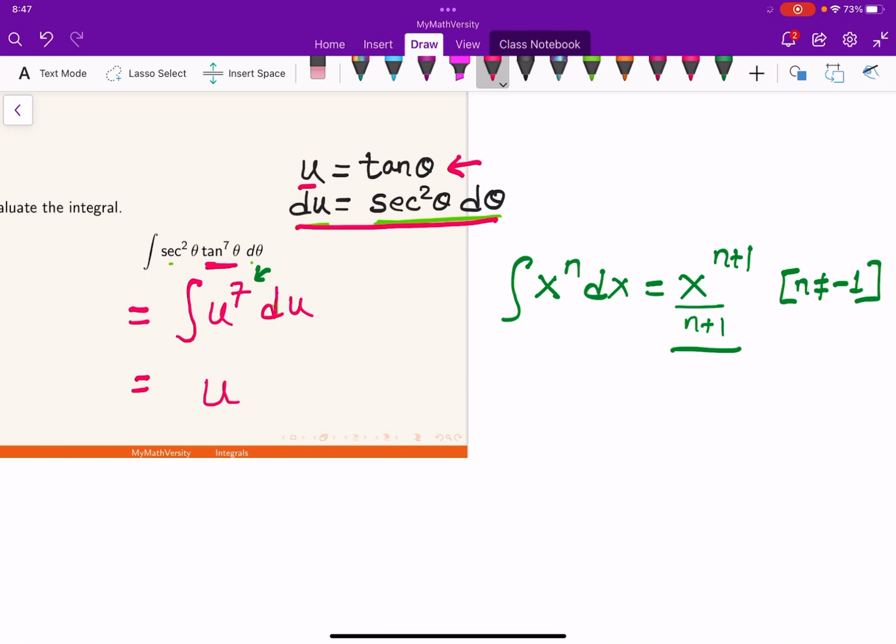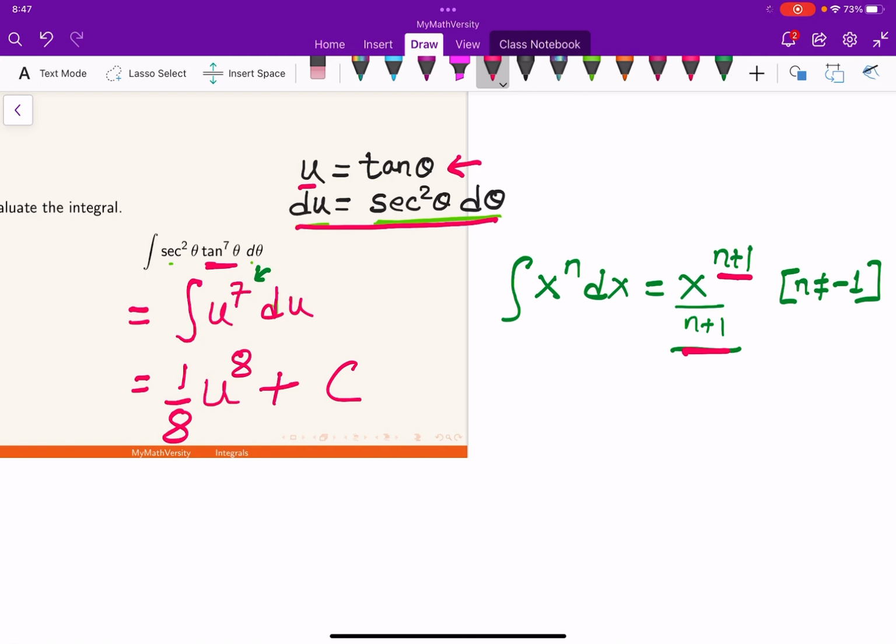By using the power rule, this will be u to the power 7 plus 1, right? So 7 plus 1 is 8, and then divided by that power, or we can say multiplied by the reciprocal of that. So 1 over 8 times u to the power 8 plus c would be the evaluation of that integral.